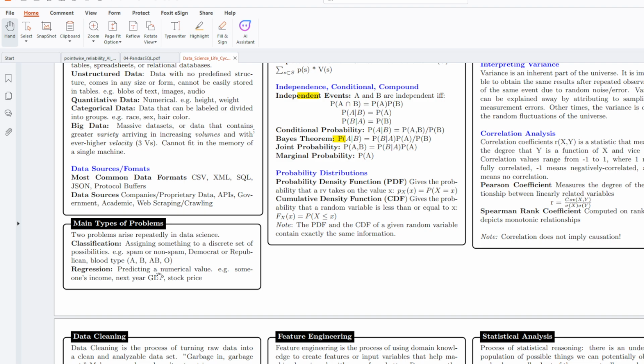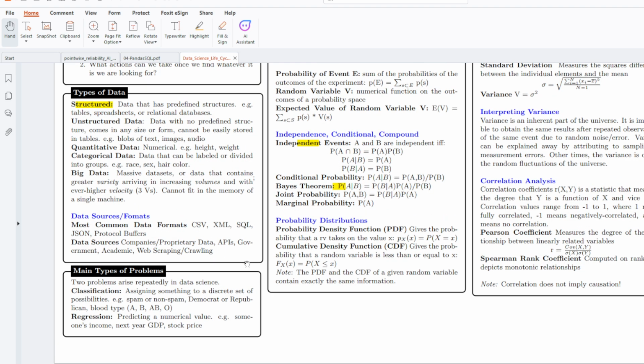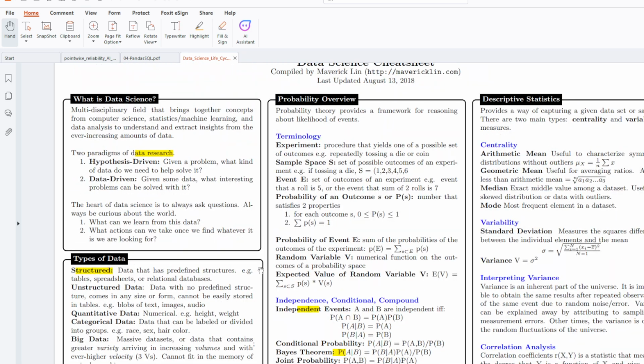So examples here: we talk about the GDP of a country, stock price, income. Like I said, I told you guys about salary. All those things are examples of a regression problem.